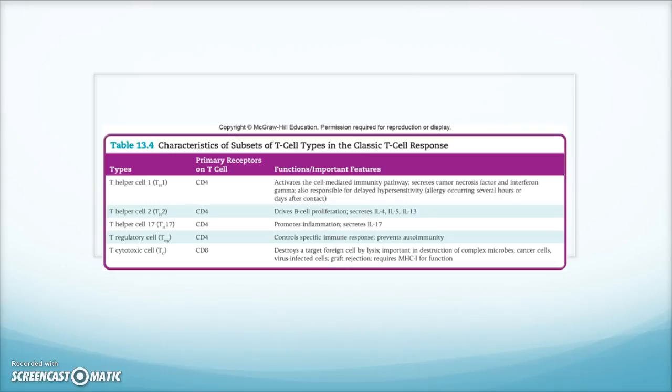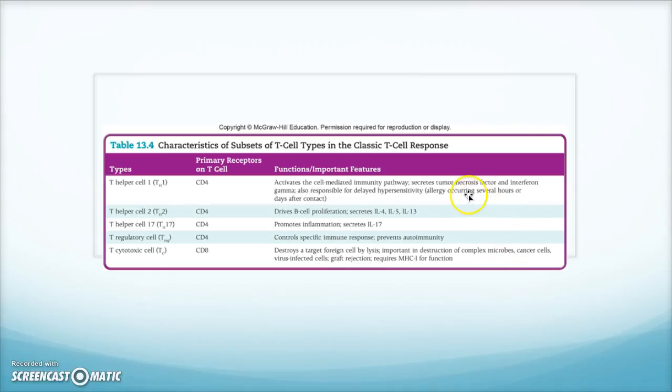Some of the interesting different subsets of T cells, and I'm not showing all of them, but these are the really important ones that we might see. We have a number of different T helper cells. All the T helper cells and the T regulatory cells use a CD4 receptor, and it's just the cytotoxic T cell that uses a CD8 receptor.